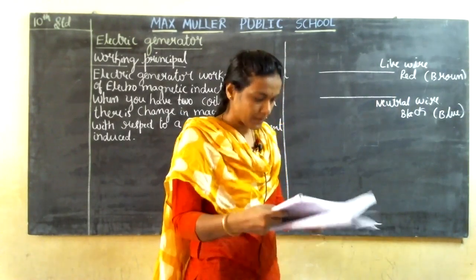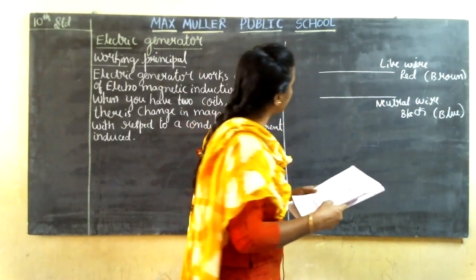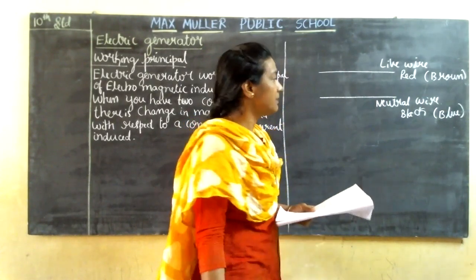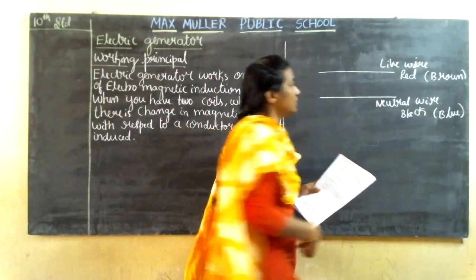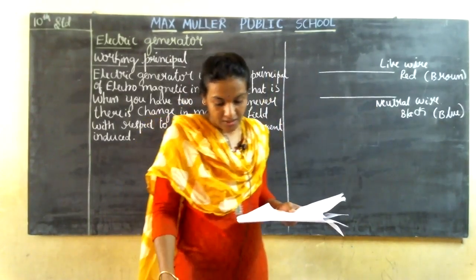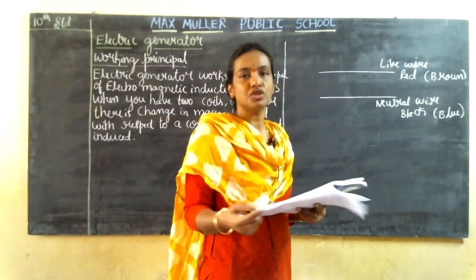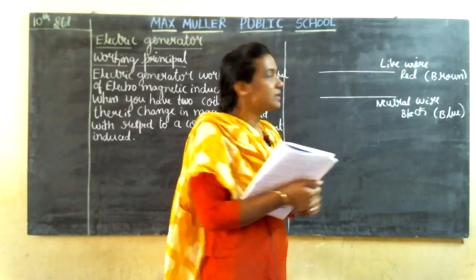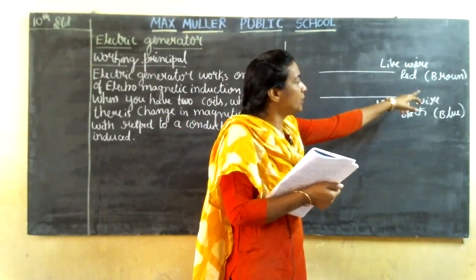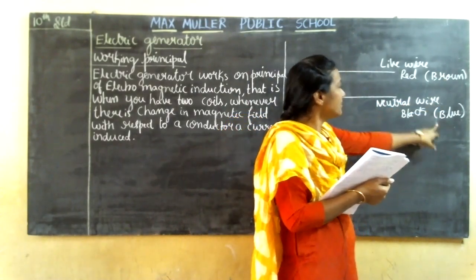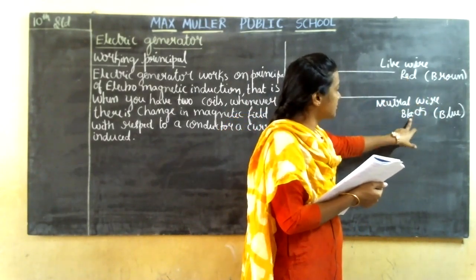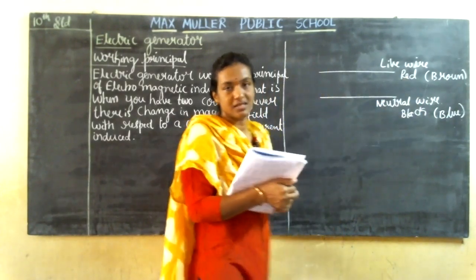The neutral wire was black. So these two are the new colors, but in your NCERT textbook they have not been mentioned. If you get any questions, just check whether the options have red, brown, black or blue. If they give such options, you have to tick them. Don't get confused.